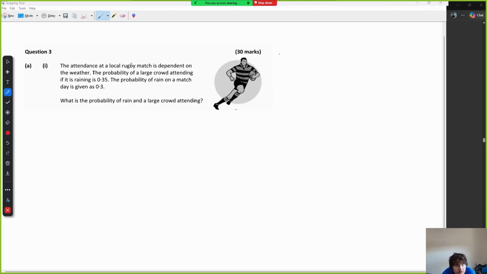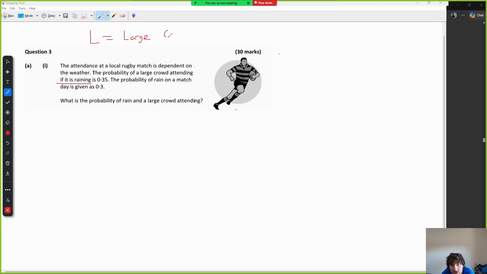So the attendance at a local rugby match is dependent on the weather, as you'd imagine, a real life scenario. The probability of a large crowd attending if it is raining is this. Now that's a conditional probability. So what you've got to do here is define two events and tell the examiner them. So let L be a large crowd attending, okay?